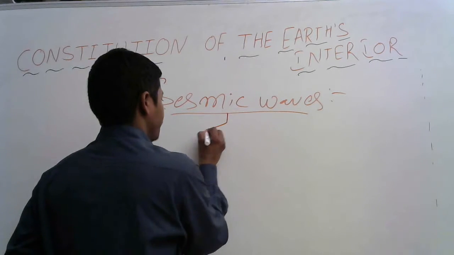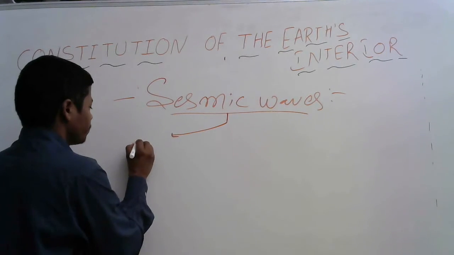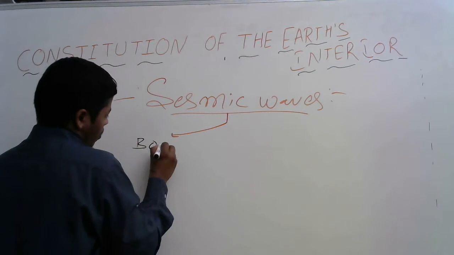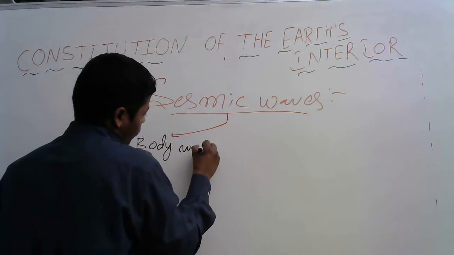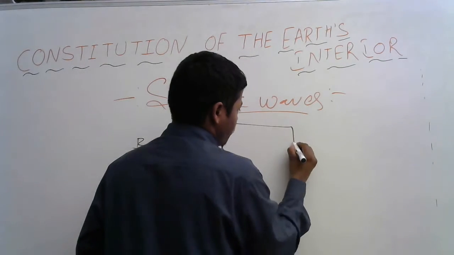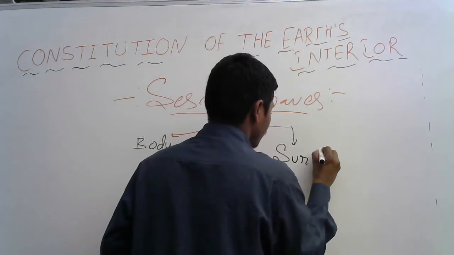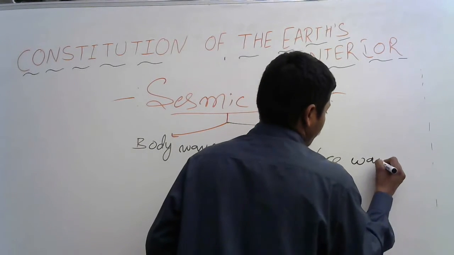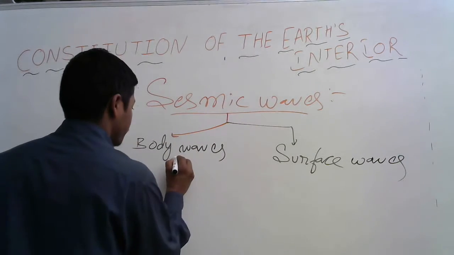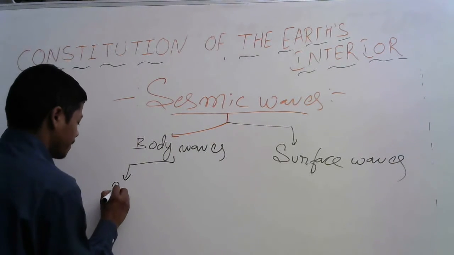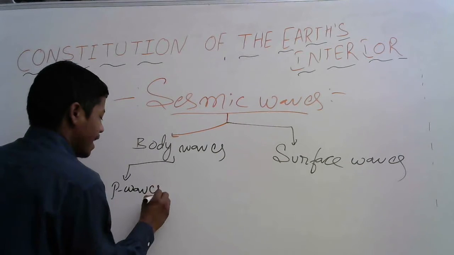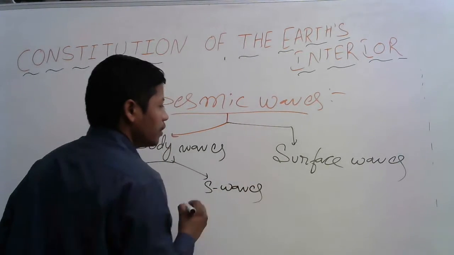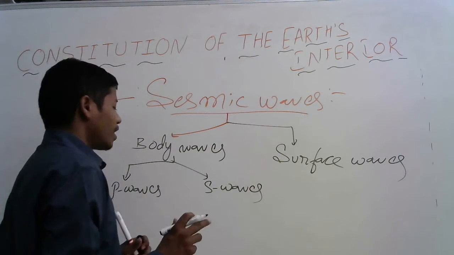Seismic waves are of two types: body waves and surface waves. Body waves are of two types, P waves and S waves. P waves and S waves are called body waves.